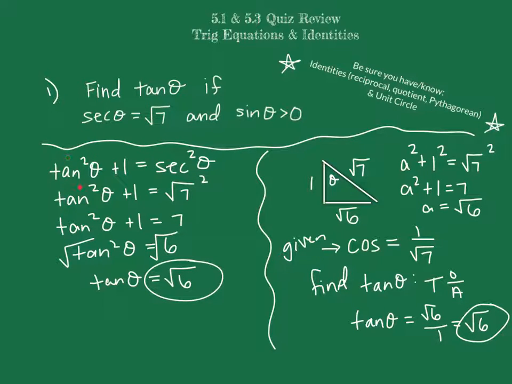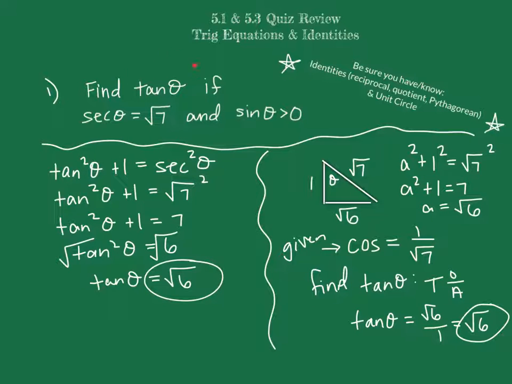This is the Pythagorean identity we're going to use. We're given info about secant and we want to find tangent, so we're going to use this one. I just plugged it in, square root of 7 squared got 7, and solved for tangent. We got the tangent is the square root of 6. Now, how do we get that? How do we know if it's positive or negative?